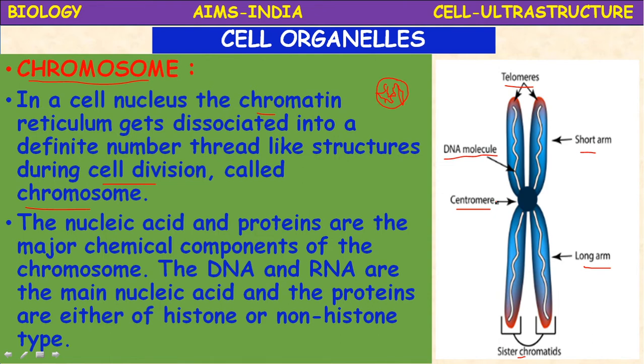Chromosomes, what is the chemical composition of a chromosome? A chromosome is made up of nucleic acids and proteins. What are the proteins present in the chromosomes? Either histone proteins or non-histone proteins. What are the nucleic acids present in the chromosome? Either DNA or RNA or both.